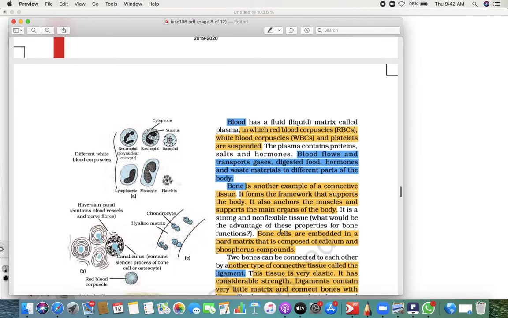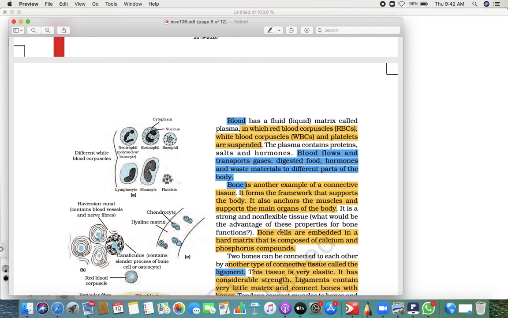Now the next thing is the bone. The bone is the framework of our body. So that is another type of connective tissue. That is the framework that supports the body. So definitely it anchors the muscles and the main organs. Anchors means it protects. So these are not flexible, they are non-flexible and strong tissue.